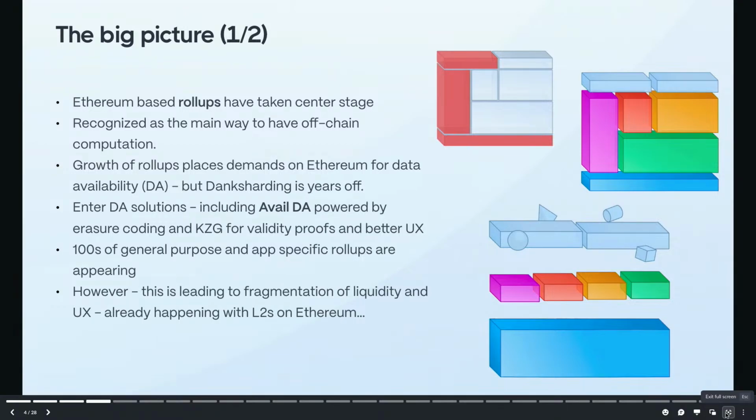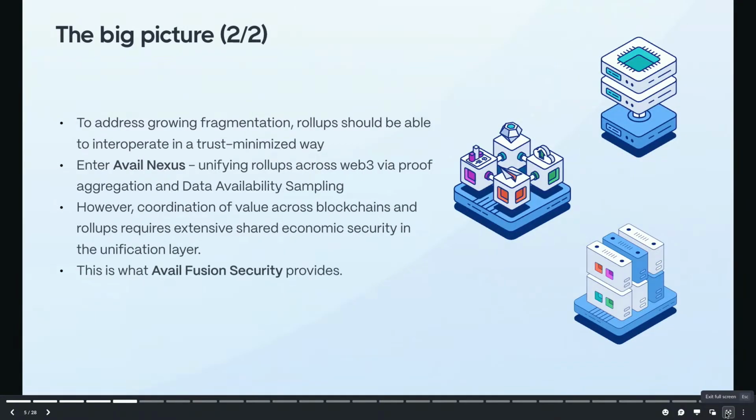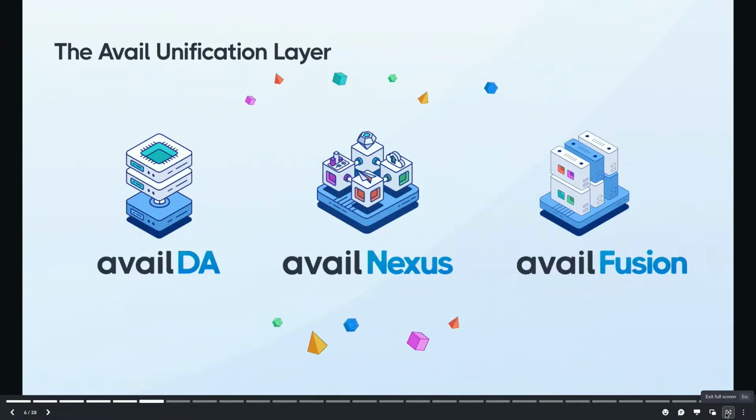We have a DA layer, and then from there we have Avail Nexus, which is what unifies the L2 or Web3 ecosystem. And then we have Avail Fusion for macroeconomic security. Avail unification layer. So these are 3 products: Avail DA, Avail Nexus, and Avail Fusion.